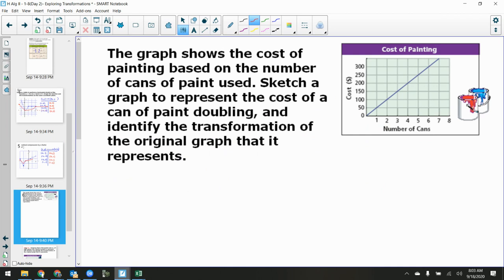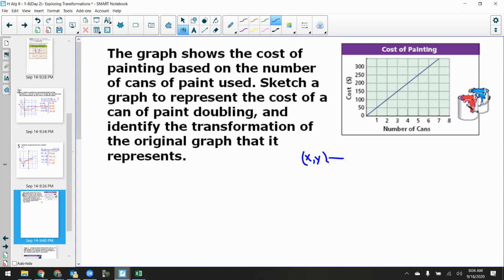Okay, the graph shows the cost of painting based on the number of cans of paint used. Sketch a graph to represent the cost of a can of paint doubling and identify the transformation. Okay, so I see the graph on here, you see the graph on here. Let's sketch it right on that original graph. We're going to sketch the cost of the paint doubling. So right away, let's pick off some points here.